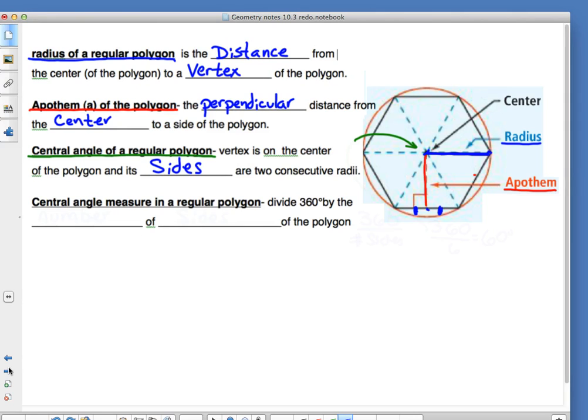And in even-sided figures, if I take the radius and double it, it's the distance across the polygon. Okay, it's kind of a fun thing. All right, so keep that in mind as we go through.